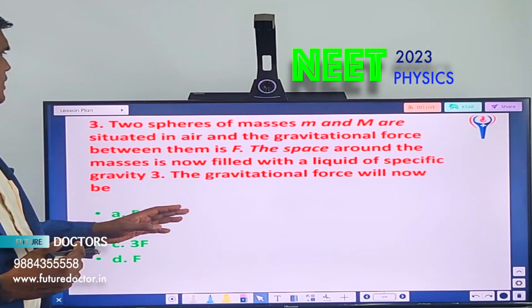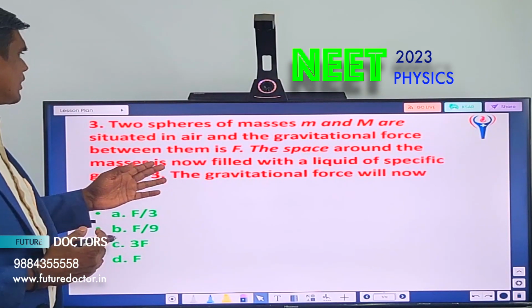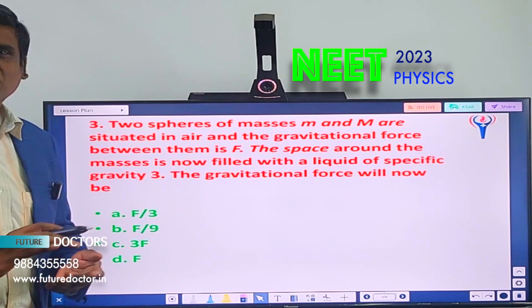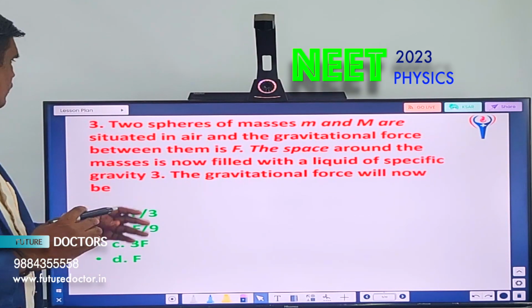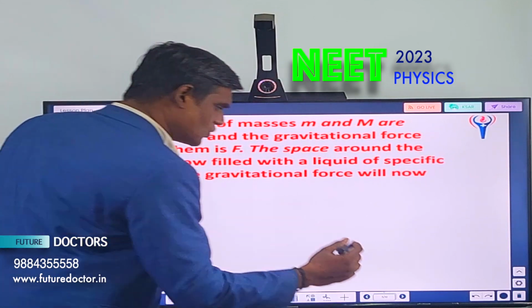Here you should know the relation between gravitational force in air medium and when filled with some liquid medium. Based on the formula, you can find the solution for this question. Let's move to question number 4.